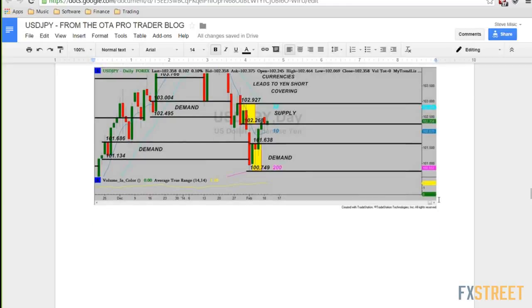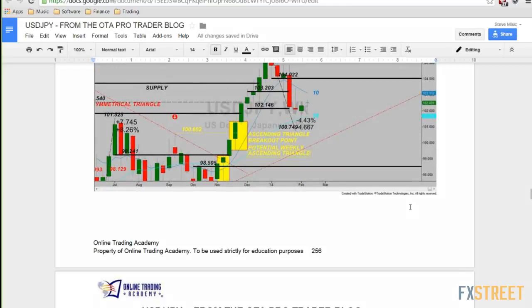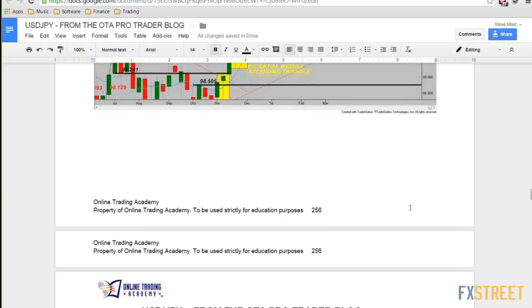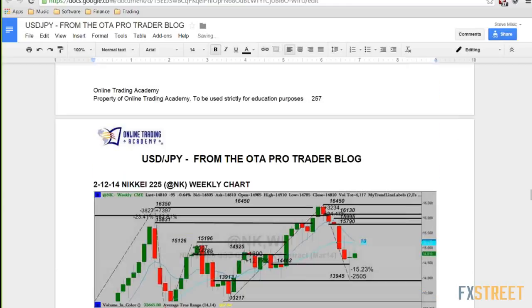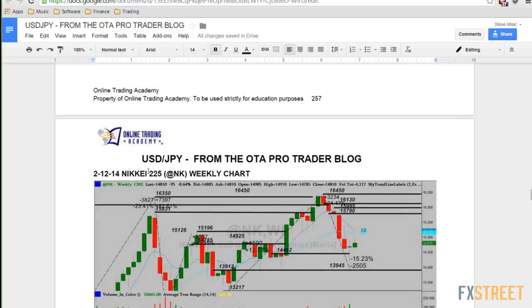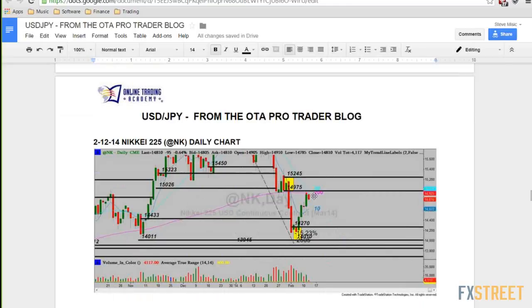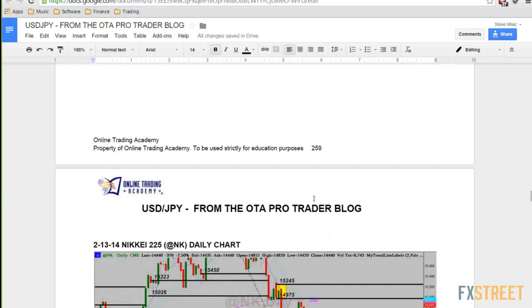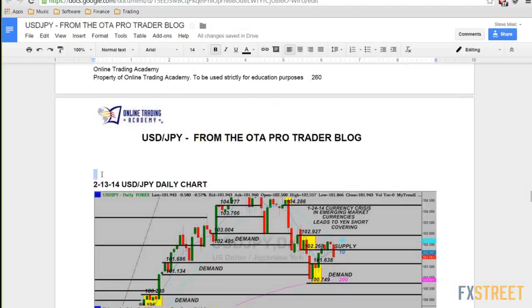All right, so now we're going to watch these two markets just kind of go sideways between these levels of demand and supply all through the month of February. And the Nikkei does the same and comes up to the supply level, falls away from the supply level, coming back down to the demand level. Same thing, the dollar versus the Japanese yen.